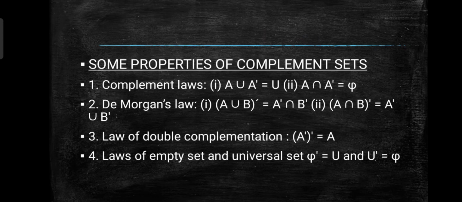Then De Morgan's law we have already seen. And then the law of double complementation, we have seen again. Just like powers, you cancel them out. And then the law of empty set and universal set. You have this as well. What is the complement of nothing? So what is the opposite of nothing? Everything. So what is everything? The universal set. And what is the complement of everything? What is the opposite of everything? Nothing, which is a null set. So that's the last law then.